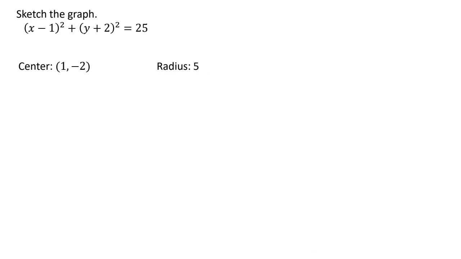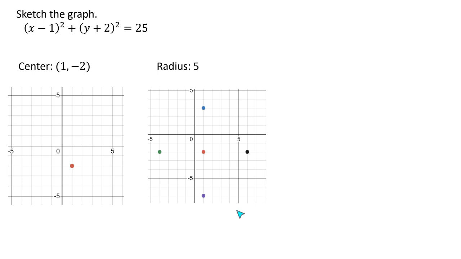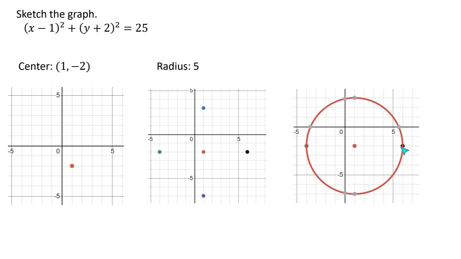So we plot, we can put our center here at (1, -2). The radius means that we're going to go up 5, to the left 5, to the right 5, and down 5 from our center. If we connect our dots, then our circle is going to be these outer points here. Okay, so that is how you would graph a circle.